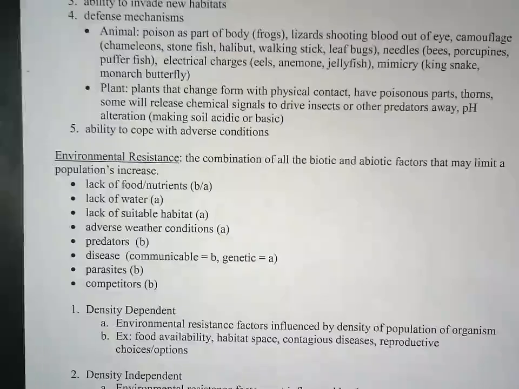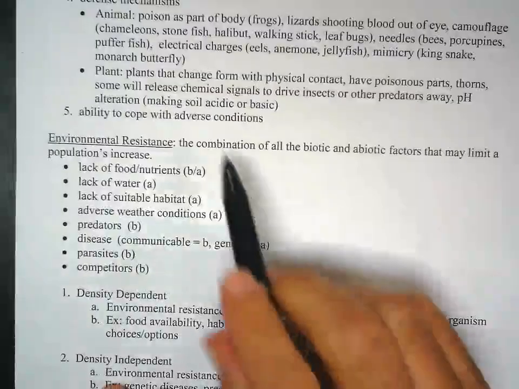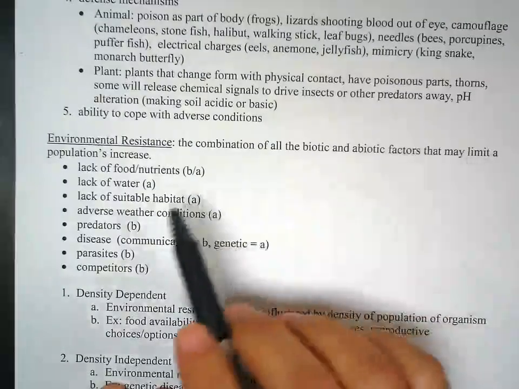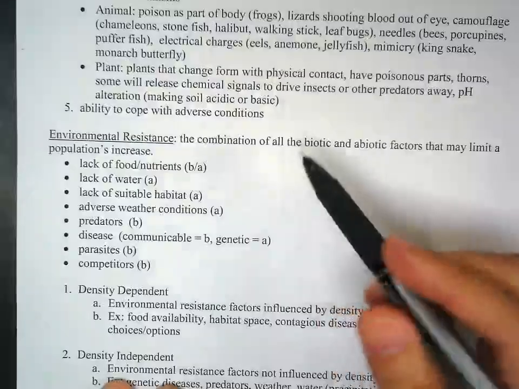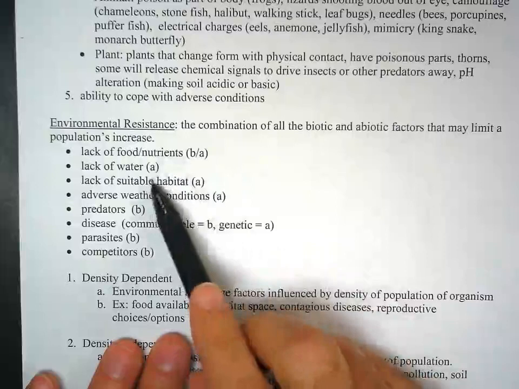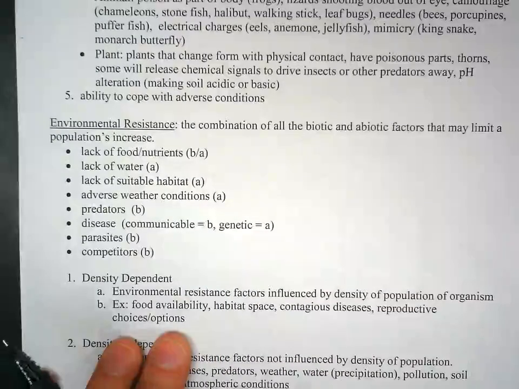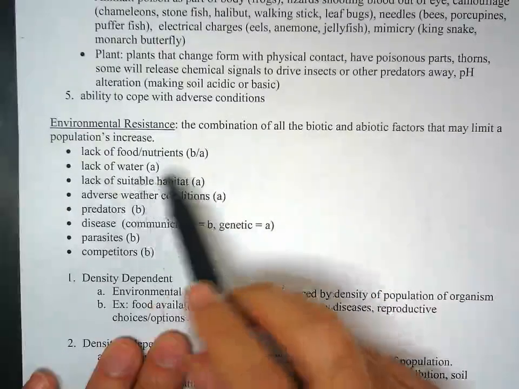So, environmental resistance factors: the combination of all the biotic and abiotic factors that can limit a population's increase. All right, so what I've done here is I've given a list of different ones. You can see them. The B and the A in parentheses, I've labeled them as biotic or abiotic. Okay, some of them can be both, obviously, because there's biotic and abiotic things.